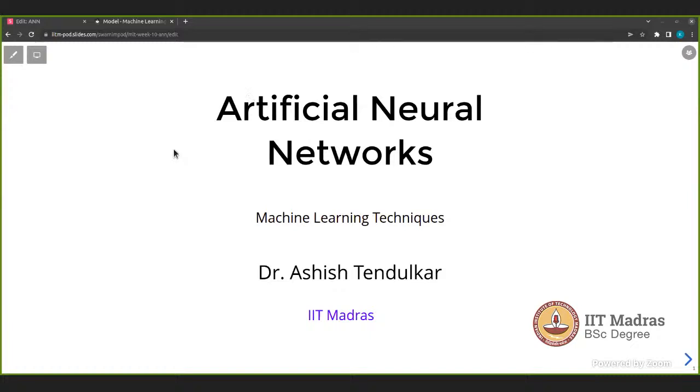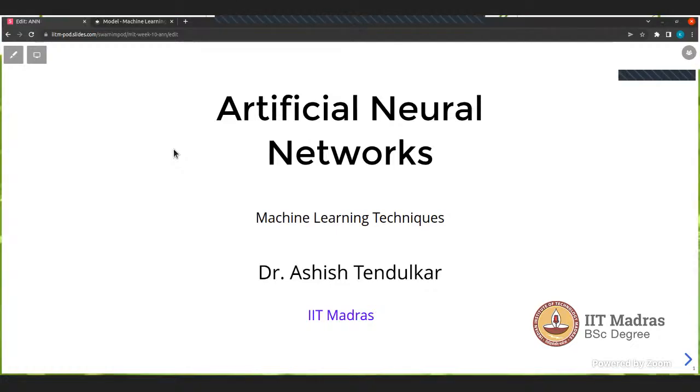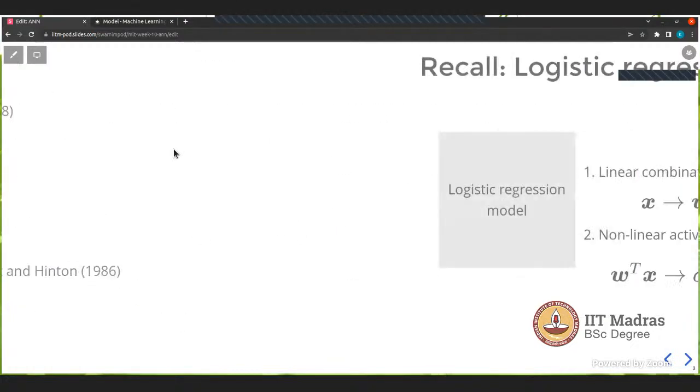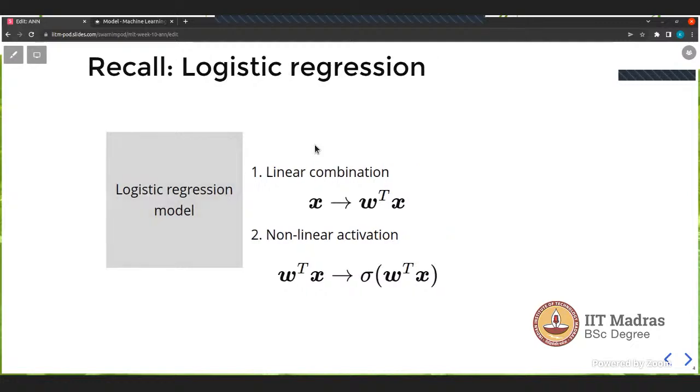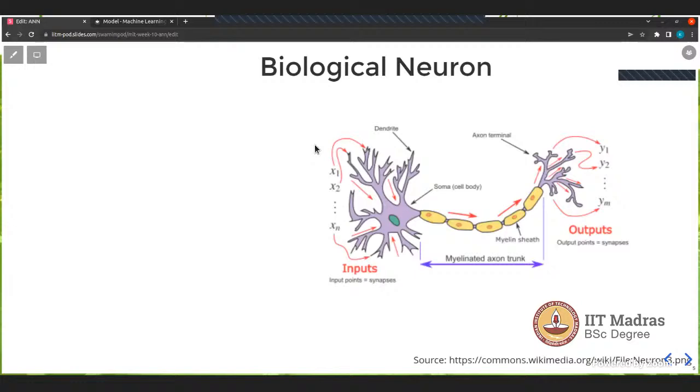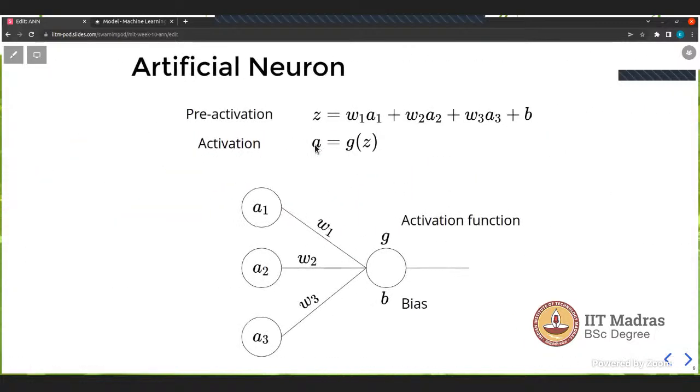Okay, I'll run through the slides, but I won't run through the entire thing. I'll skip several slides. The core of neural networks is very similar to what we did in logistic regression, which is linear combination followed by nonlinearity. So that model we follow right through. So the basic idea of an artificial neuron is the same thing as I just mentioned.